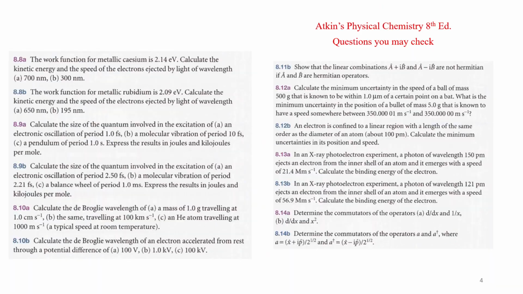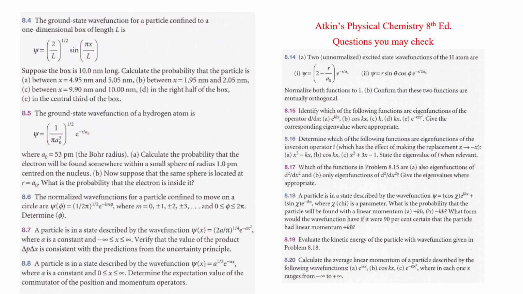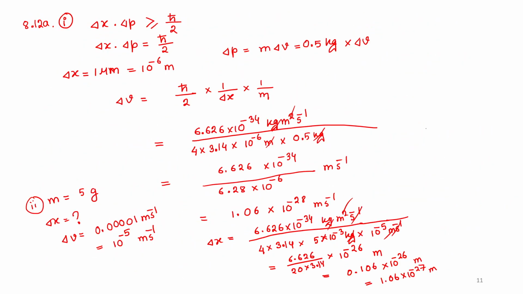And the next problem is similar to this, I guess. 8.13b. So we'll not do that for now. One can do it. We'll go to another operator problem, that is 8.14a. The question says determine the commutators of the operator d by dx and 1 by x, and another set is d by dx and x square. So actually the commutator relationship is something like this. I'm going to explain 8.14a.